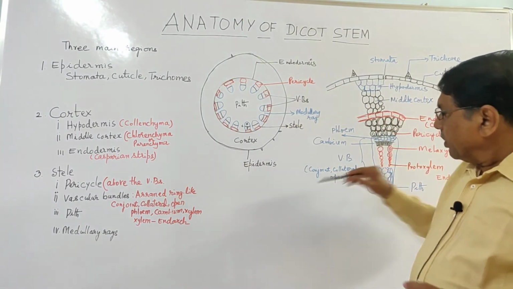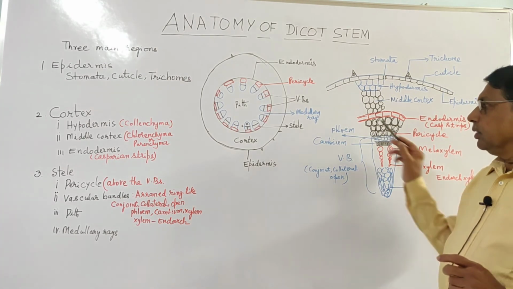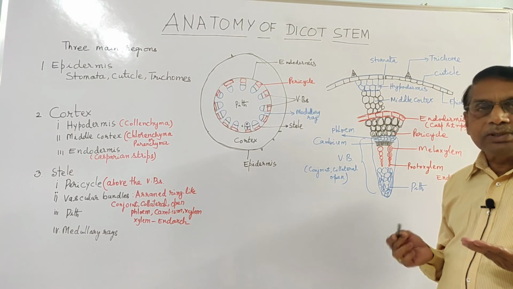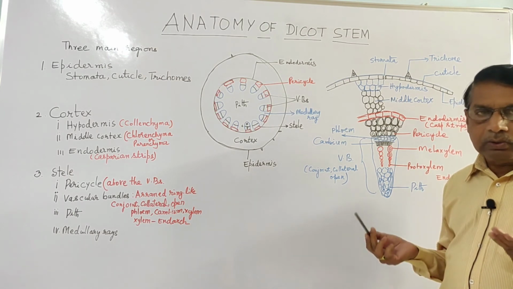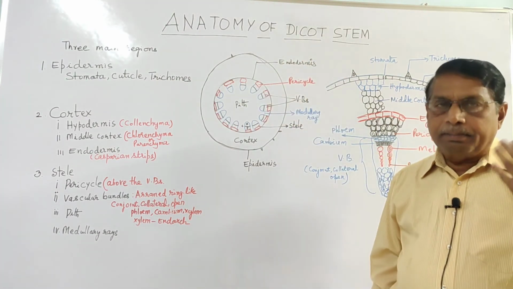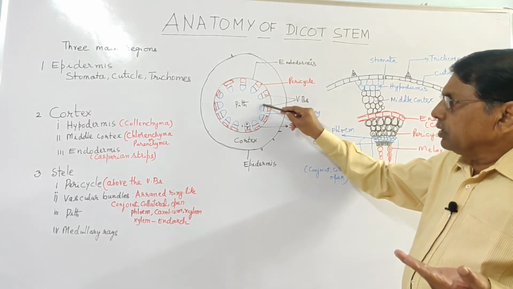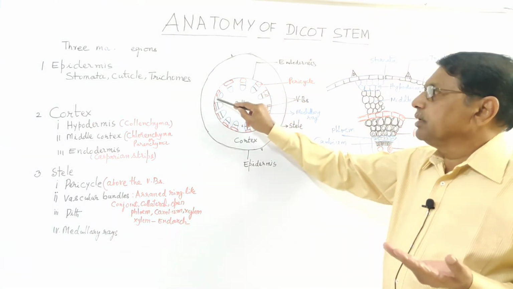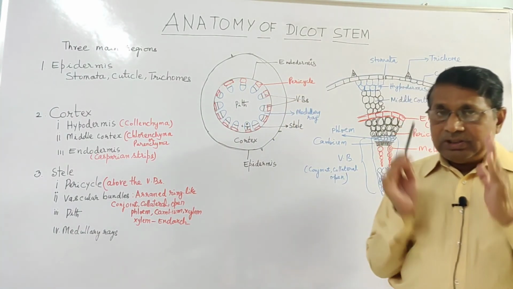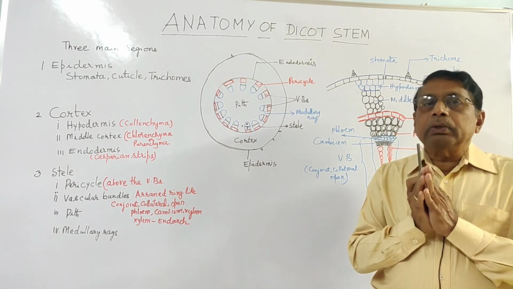Xylem is endarch. Because the vascular bundles contain the cambium, it is open. If cambium is absent, closed. No secondary growth. Then pith very wide in the center, parenchymatous. The tissues present in between the vascular bundles, which are really the extensions of the pith, are called medullary rays. So this is very important for further understanding of the secondary growth in dicot stem.